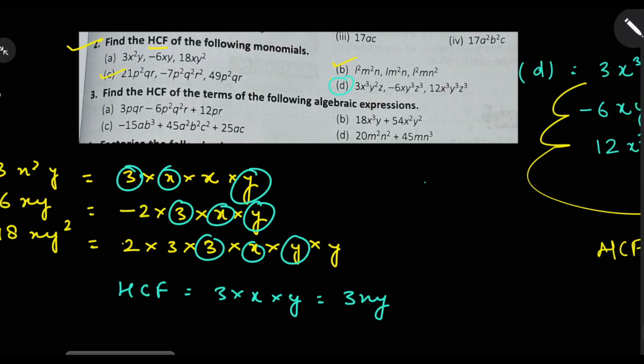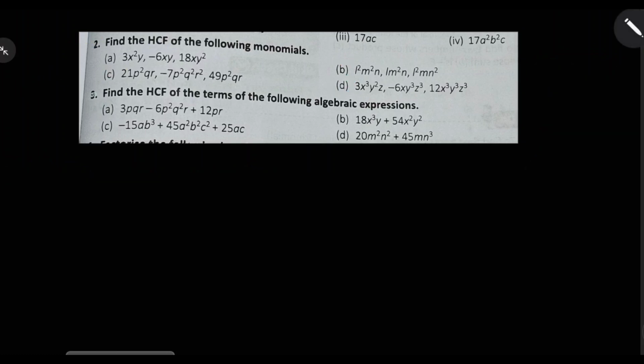So now let's move to the next question, question number 3. Our next question is saying to find the HCF of the terms of the following algebraic expression. As we have done here, the same process will be followed here. If you don't want to follow that process, we can have some other process also. 3pqr minus 6p square q square r plus 12pr.